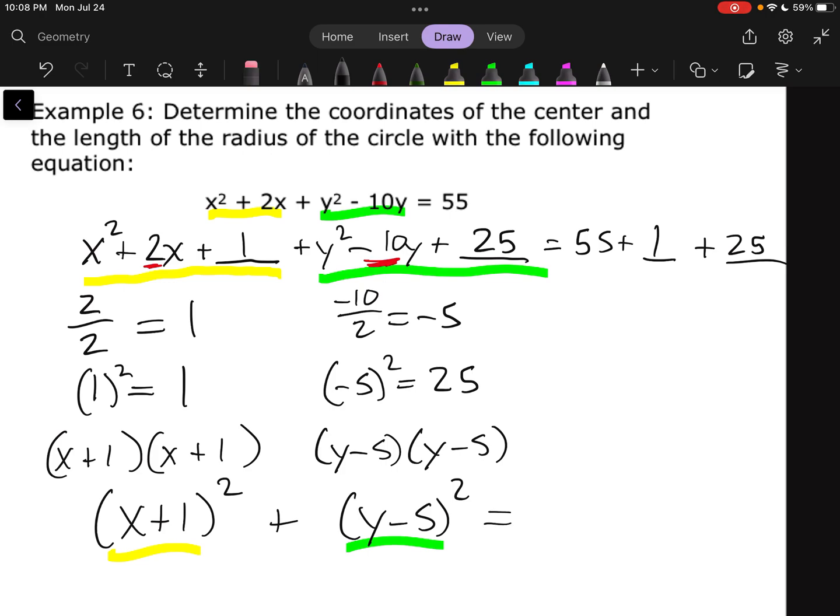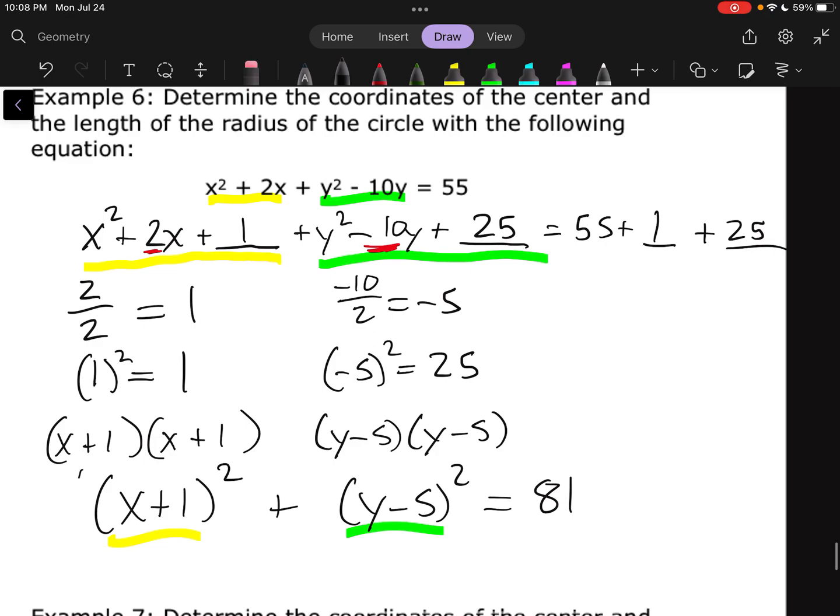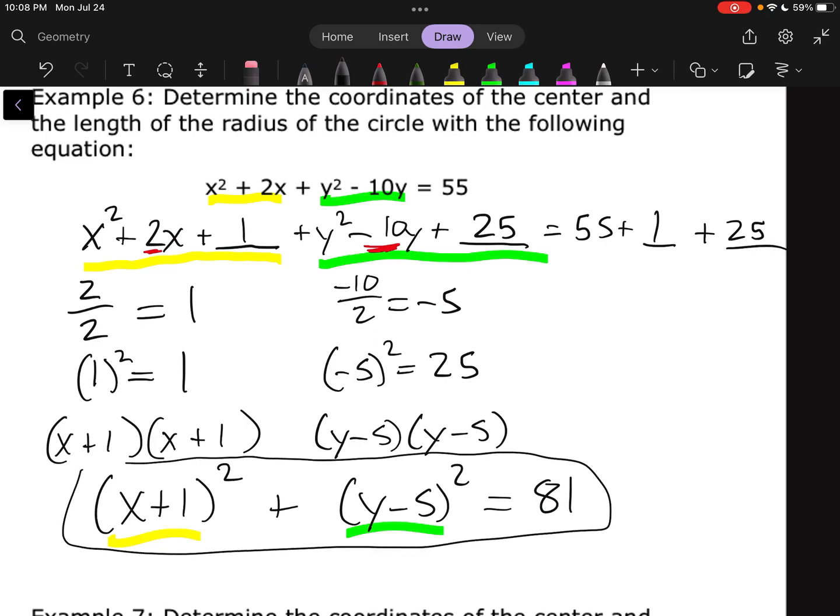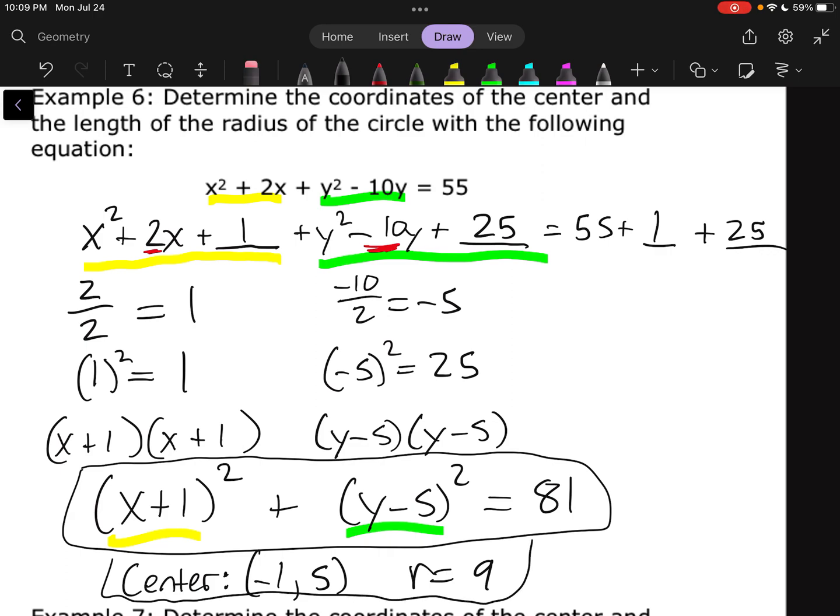And then what do I have over on the right-hand side of the equal sign? 55 plus 25 is 80, plus 1 is 81. So this is equivalent to what we started with. It's just rewritten back into standard form, since we turned those individual chunks into perfect squares. And now we can actually answer the question. The center is at -1, 5, and the radius is 9, since it was all equal to 81. So kind of a weird process, but that's what it takes to convert it back into standard form.